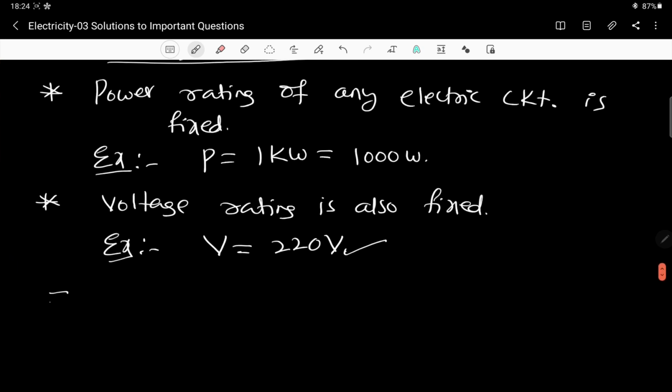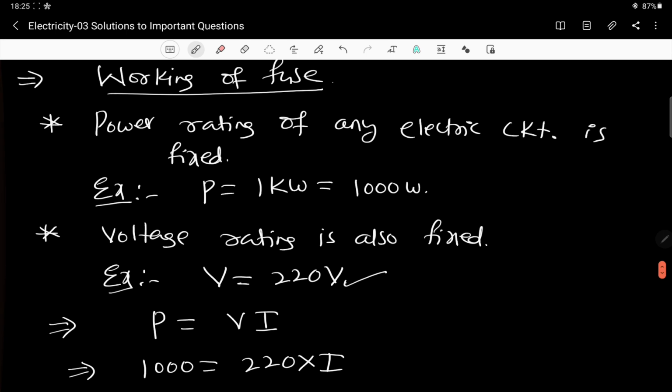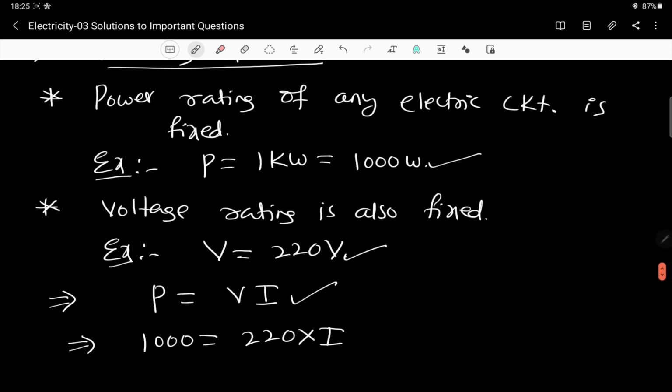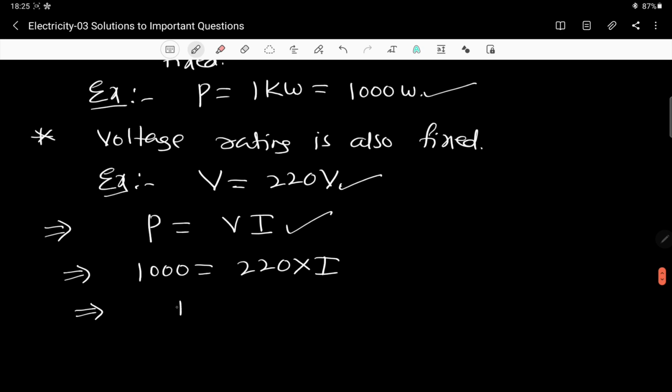Then definitely you can have one formula, no? P is equal to VI. P is 1000, V is 220, into I. Are you understanding this? P is equal to VI. This is a very important formula, based upon which we already discussed in the last video. Now the power rating is 1000 watt, so what will be the current rating?